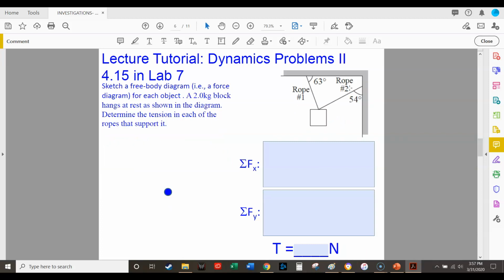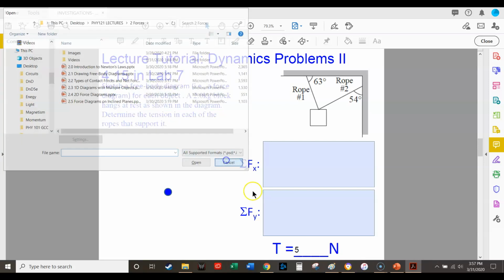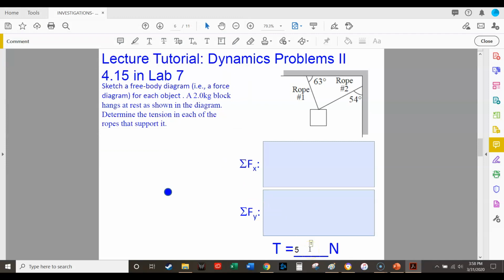And then finally, we have this problem where you have two ropes holding up a box in static, and you're supposed to find the tension on each of the ropes that supports it. Okay, so just go ahead and put one rope. So you'll write your answer in. If, let's say, one rope is 5 newtons, you'll put 5 newtons, and then comma, and the other rope, let's say rope 2 was 3 newtons. Okay, so you'll do that there.